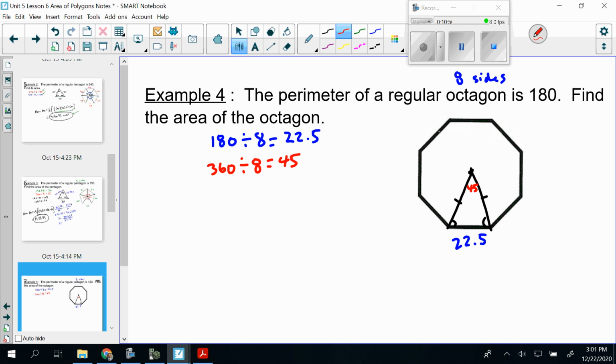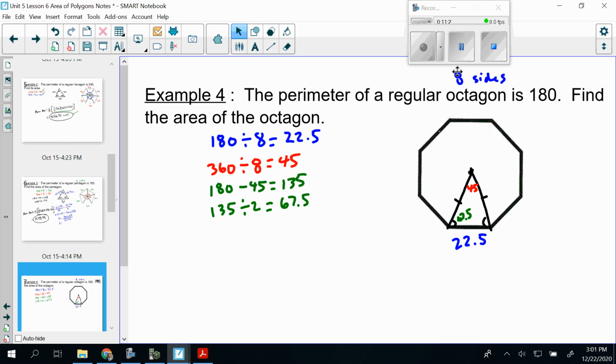Now we could use law of sines, or let's actually find those other 2 angles first. So let's subtract from 180. It's going to be 135. And then we know there's 2 equal ones, so let's split that by dividing it by 2. And both of those angles are going to be 67.5. So both of these angles are 67.5. So we can use that angle now with law of sines to find one of those other 2 sides, and then we can find the area of the whole thing. So let's go.